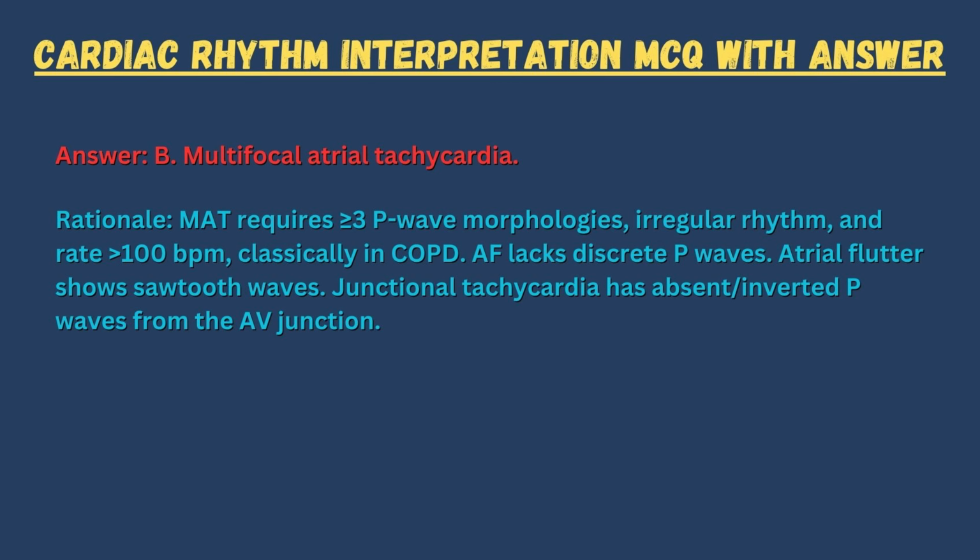Answer: B. Multifocal atrial tachycardia. Rationale: MAT requires greater than or equal to 3 P-wave morphologies, irregular rhythm, and rate greater than 100 BPM. Classically, in COPD. AF lacks discrete P waves. Atrial flutter shows sawtooth waves. Junctional tachycardia has absent/inverted P waves from the AV junction.